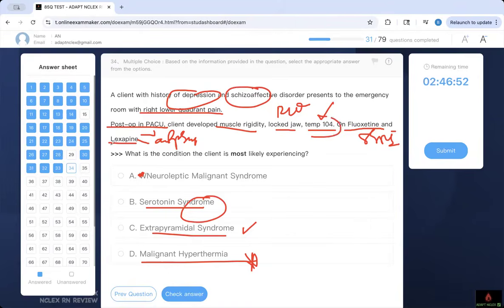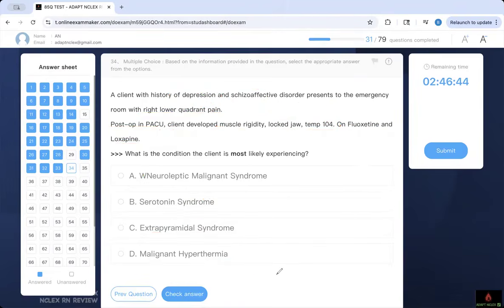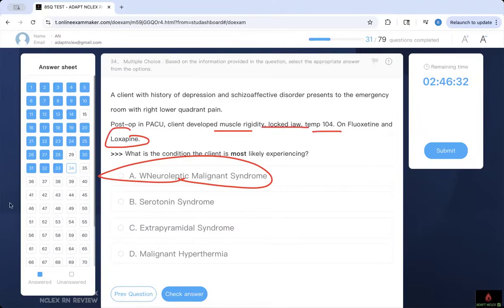I will not even mention olanzapine. And I will tell you, serotonin syndrome, you combine an SSRI with what? Another medication that has serotonin in it. This patient has neuroleptic malignant syndrome. The presence of muscle rigidity, locked jaw, temperature, and what? Olanzapine is what? An antipsychotic problem.